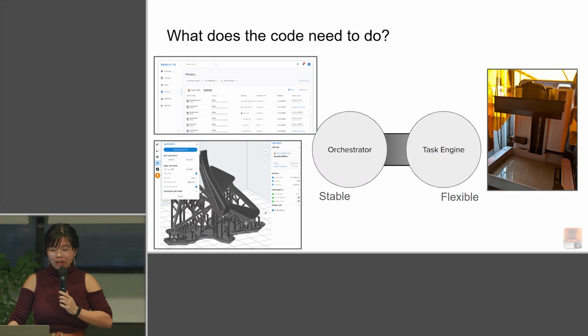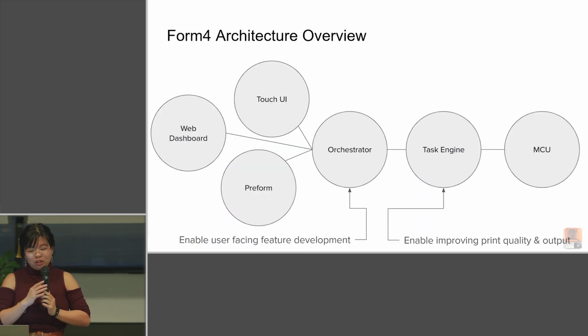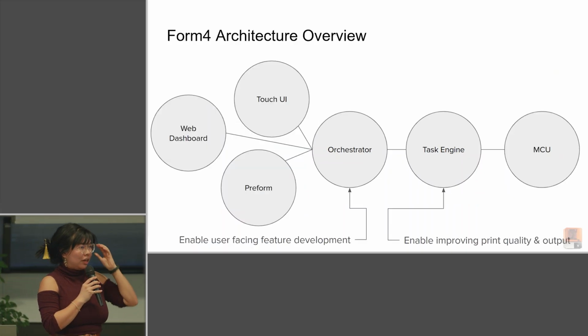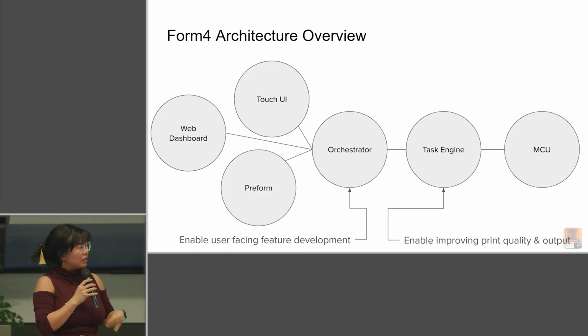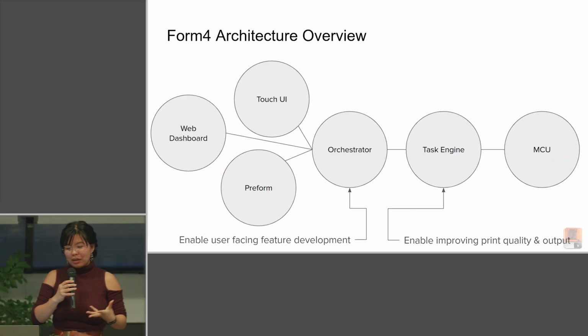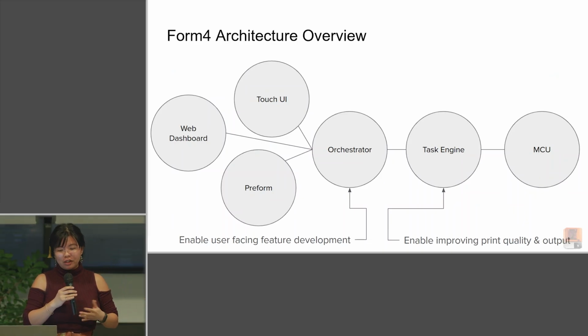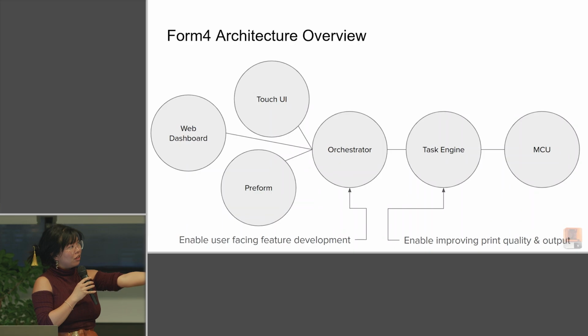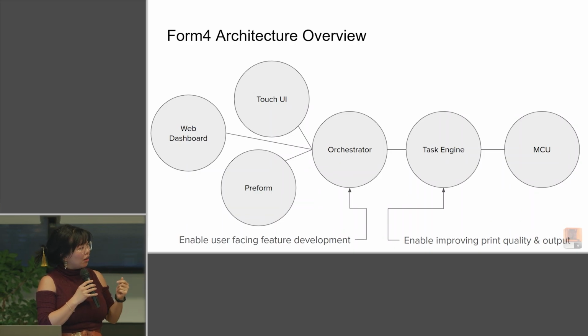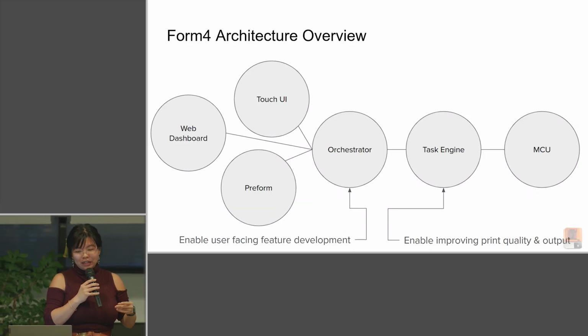We're going to be talking mostly on two major aspects of the Form 4 software. One of them is Orchestrator, and one of them is Task Engine. Task Engine is basically intended to enable the hardware team development, and Orchestrator is basically meant to enable the feature development. Here is a rough diagram of what it looks like.